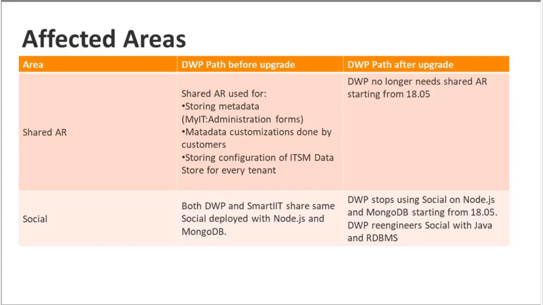For the social part, which is to interact with MongoDB, we used to have Node.js used by both DWP and Smart IT. Now, DWP no longer uses the social component with Node.js. Instead, we re-engineered that with a new social component, which is Java-based and directly talks to the relational database. So that's another component which is removed as part of Mongo. You don't have Node.js running on the DWP server.